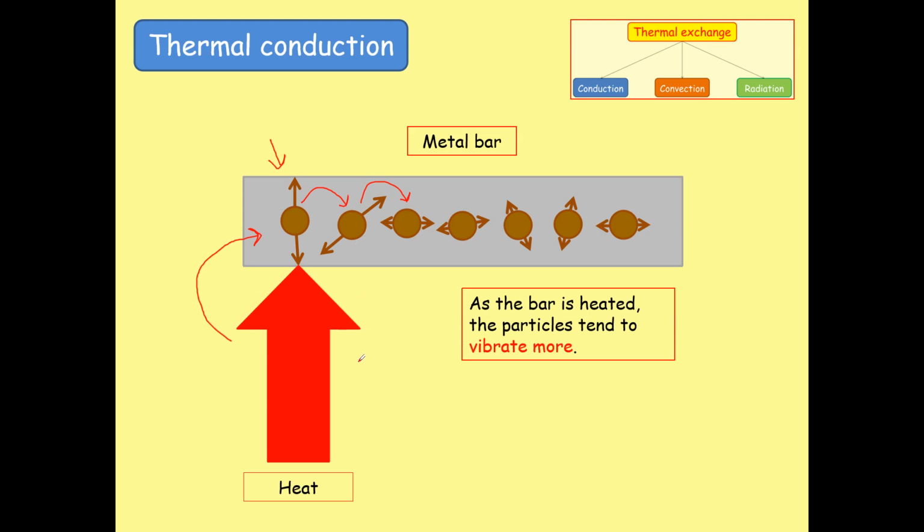Let's say this metal bar was at 25 degrees Celsius initially, let's call it T1. Then we heat it up to T2, let's say 100 degrees Celsius. We're just giving it a thermal difference of 75 degrees Celsius.